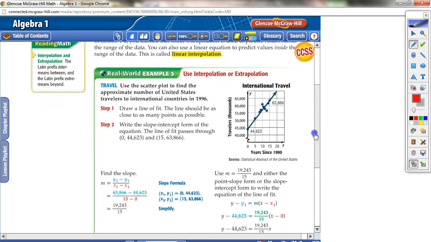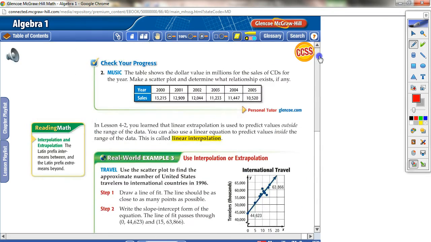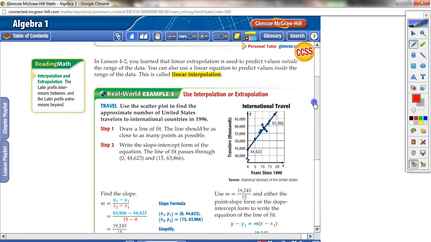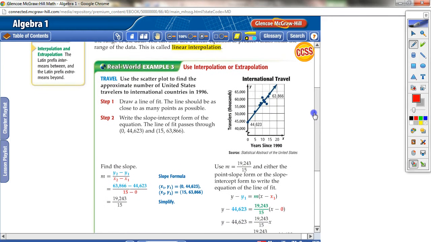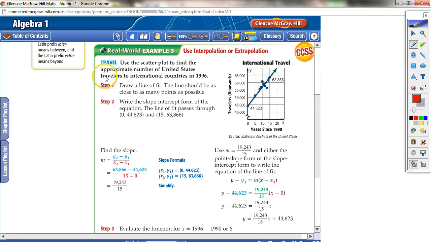Okay. So the scatter plot, this section has a lot of real life scenarios. It makes it more fun. Here I see another example. Use a scatter plot to find the approximate number of United States travelers to international countries in 1996. So here are the years since 1990, and here are the thousands of travelers. So every year it seems like there's more people traveling.